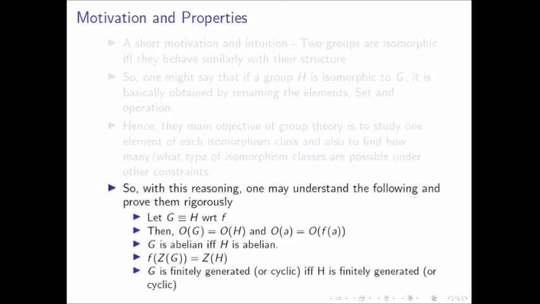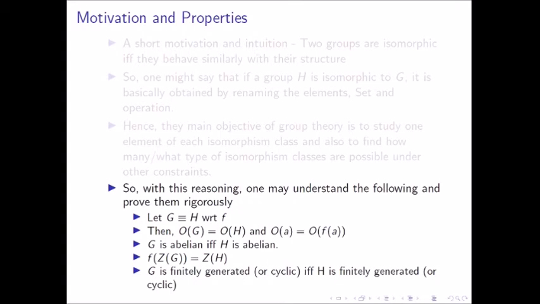So with this reasoning, that two groups are isomorphic if they behave exactly the same way, one may understand and prove the following more rigorously. Suppose G is isomorphic to H with respect to F. Then the order of G is equal to the order of H, and the order of any element A is equal to the order of the image of that element. G is abelian if and only if H is abelian. F of the center of G is the center of H. So the set of all commuting elements in G is the set of all commuting elements in H, just by renaming by F.